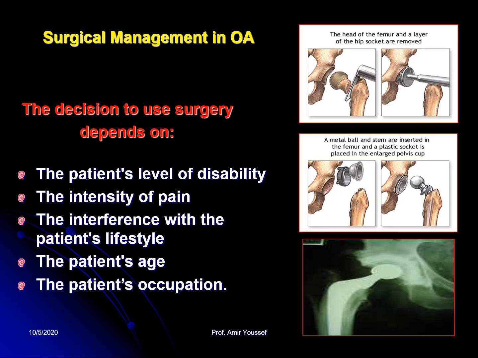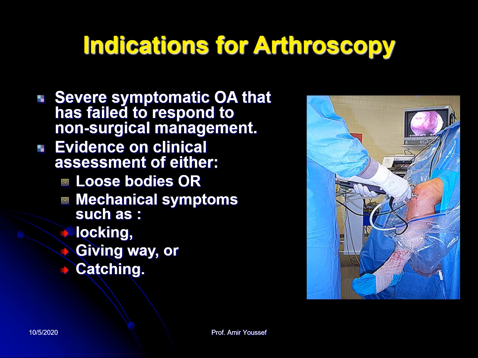Surgical management of osteoarthritis. The decision to use surgery depends on the patient's level of disability, the intensity of pain, the interference with the patient's lifestyle, the patient's age, the patient's occupation. Indication for arthroscopy: severe symptomatic OA that has failed to respond to non-surgical management, with evidence on clinical assessment of either loose bodies or mechanical symptoms such as locking, giving way, or catching.